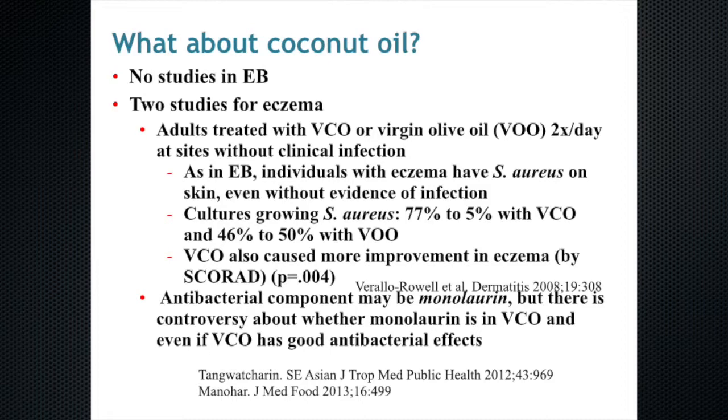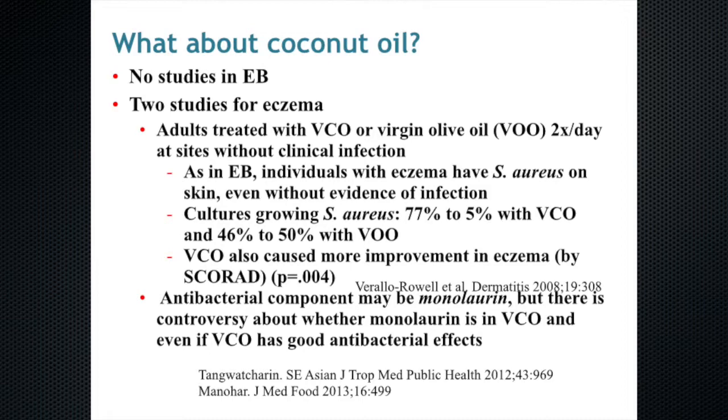Now, why is there an antibacterial activity? Well, we really don't know much about that. It's thought to be something called monolaurin. It's a lauric acid. But even there, going into the literature, there was controversy in studies whether the monolaurin really is even in the virgin coconut oil, if virgin coconut oil even has good antibacterial effects. As you can see, a lot of questions still out there, but it's thought from that study and some others that there are antibacterial effects.